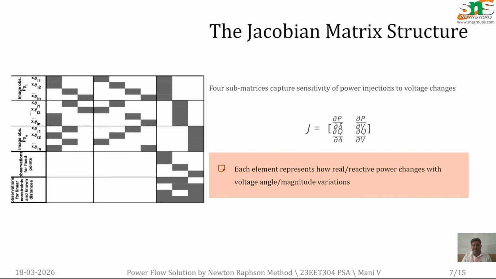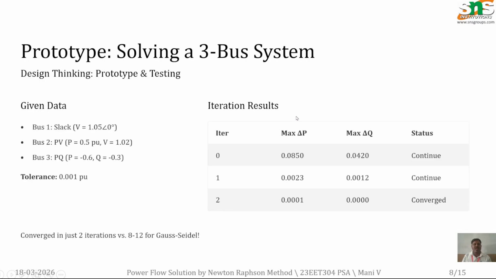So this is the Jacobian matrix. J indicates the Jacobian matrix. This is the partial derivative of power with respect to angle, and this is the partial derivative of power with respect to voltage. Similarly, the partial derivative of reactive power with respect to the angle and the voltage. So we have to determine all 4 elements of the Jacobian matrix.